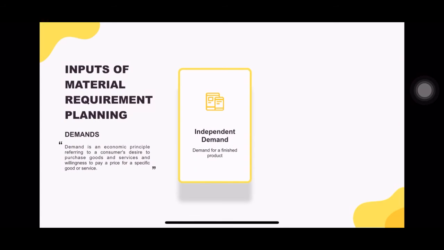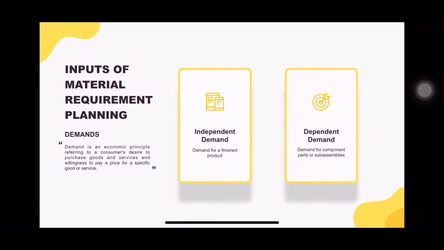To further understand material requirement planning, one should not only look at the customer's orders, but also must understand the nature of demands. Demands consist of two different types, which are independent demand and dependent demand. Independent demand means demand for a finished product, such as an automobile, whereas dependent demand is demand for component parts or sub-assemblies, such as the tires that make up the automobile.